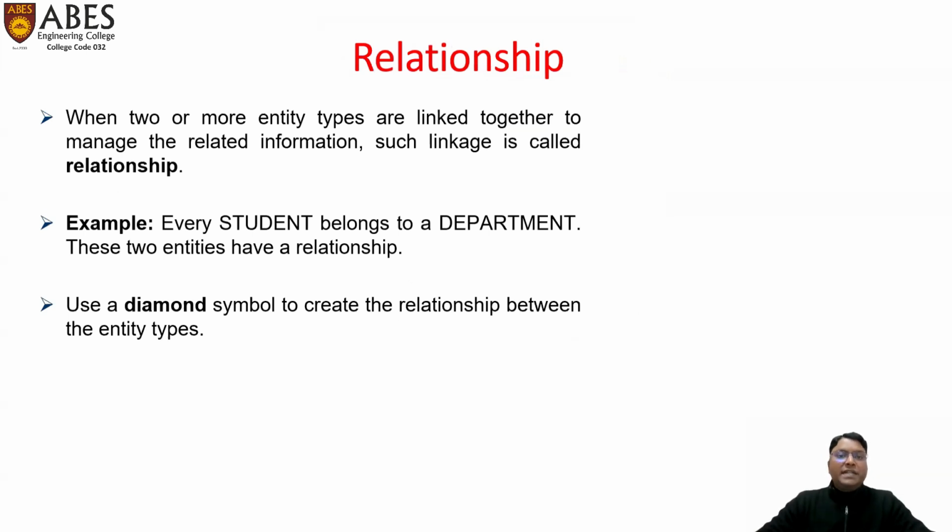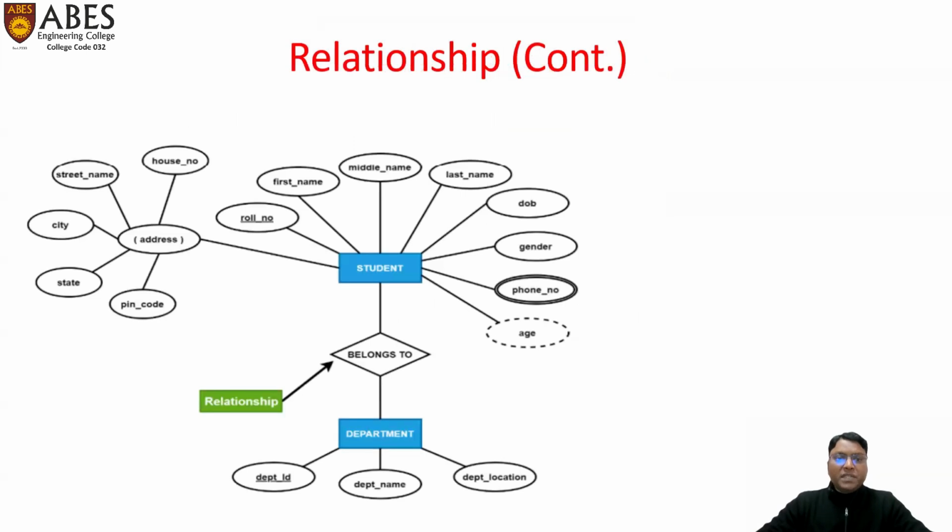Relationship. When two or more entities are linked together to manage the related information, such linkage is called a relationship. Every student belongs to a department. These two entities have a relationship. Use a diamond symbol to create the relationship between the entity types. In the given diagram, you can easily see that student and department are connected with the help of belongs to. There is a relation and it is shown in a diamond shape.